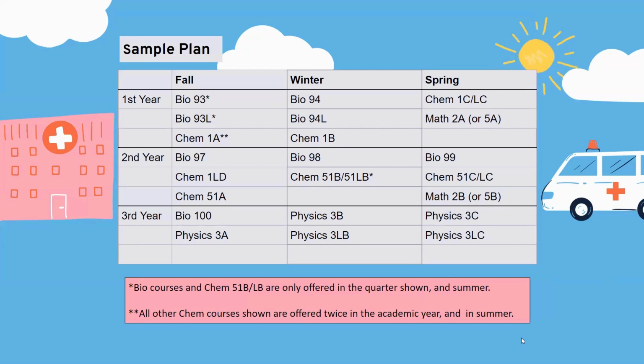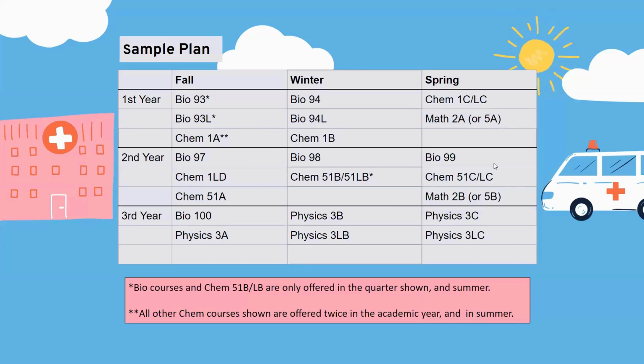Okay. One important thing to note is that these bio courses, 93, 93L, 94, 94L, 97, 98, and 99 are only offered in the quarter shown in the plan. Otherwise, it's taught in summer session.